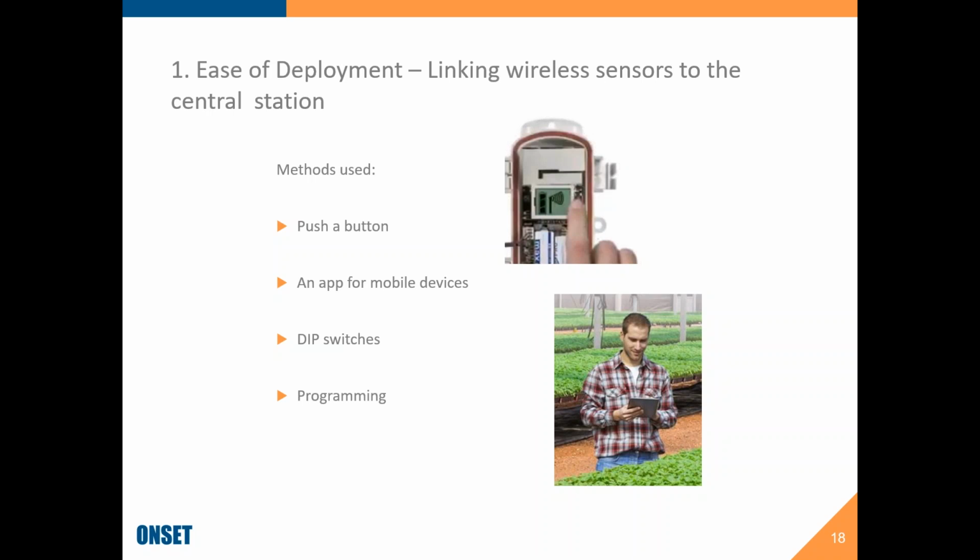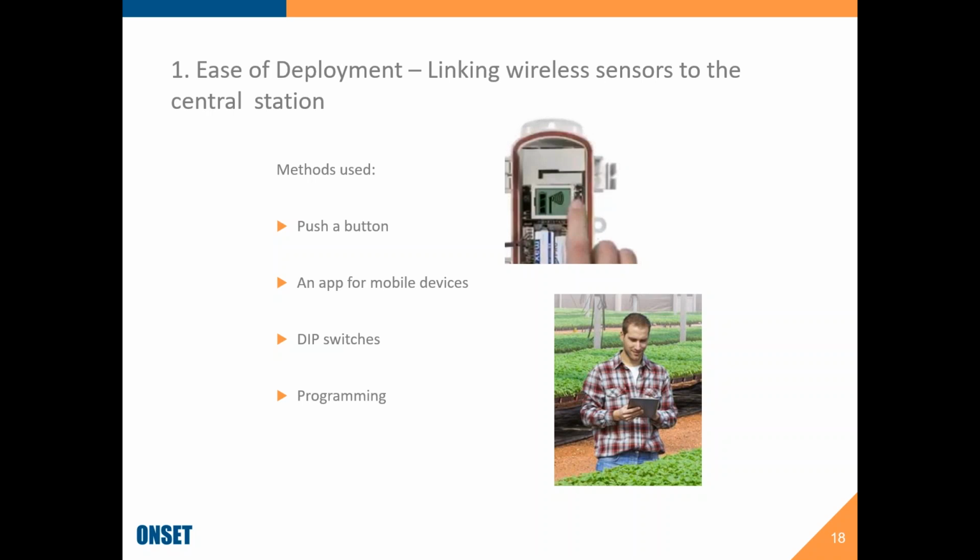One of the factors to look at relative to deployment ease is how do the wireless sensors link into the central station. And here's some of the methods that are used. You can use the push of a button. Some of you may have wireless routers in your house that use that method, where you push a button on your wireless device and on the router, and that puts them both into a join mode and links them up. So same thing here with wireless sensors. Some systems have that option.